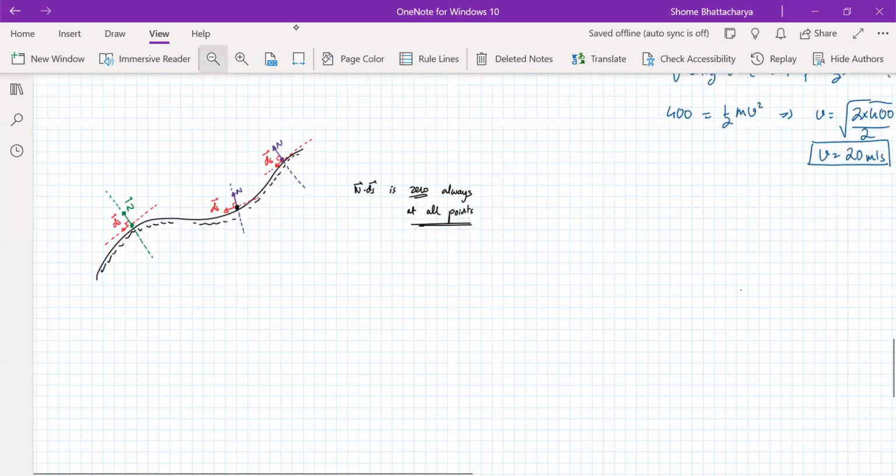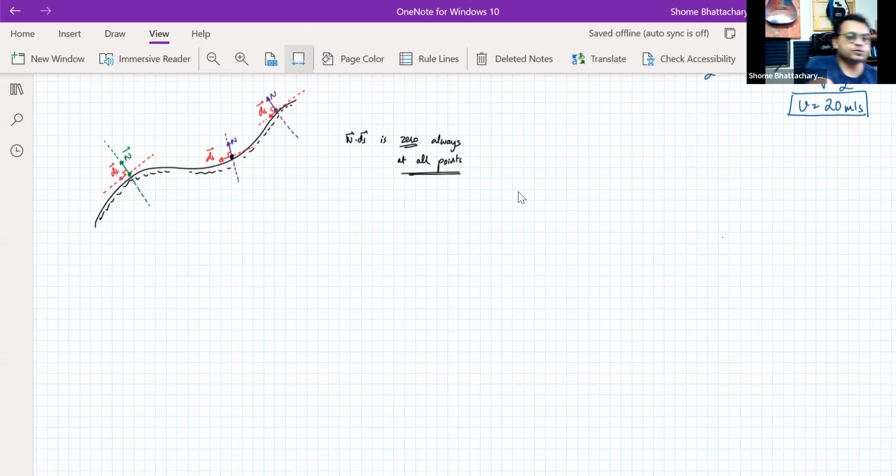So what is the answer for the second part of it? V is equal to 20 meters per second. Just equate the kinetic energy with the net work done, and 400 joules equals half mv square. Put the value of m, and you'll get the V. Okay.